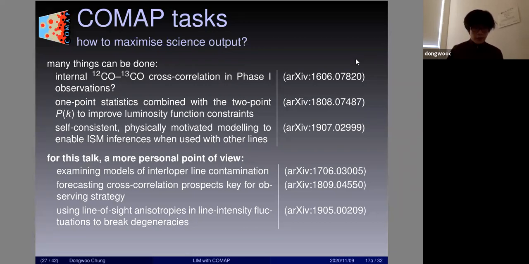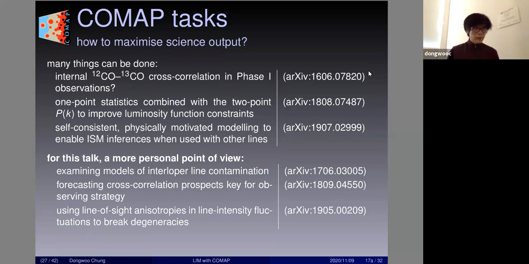For my part, I'm going to focus on some of the stuff I've done in the past, looking at things like interlopers and cross correlations, and touch very briefly on line-of-sight anisotropies, because I don't think I'll have time to go into that in great depth. But yes, lots of different tasks to be done. I'm just going to focus on a few of them that I think I've reasonably tackled.